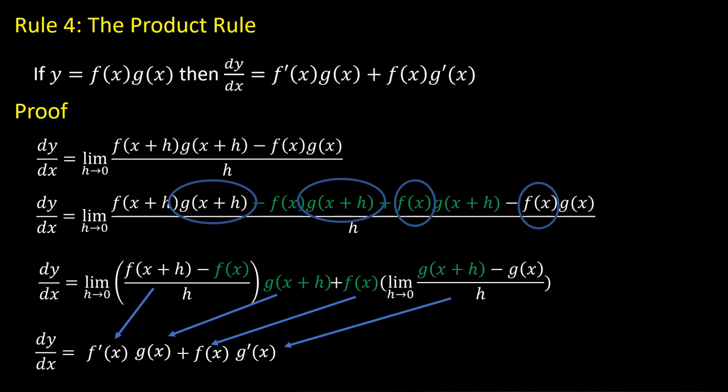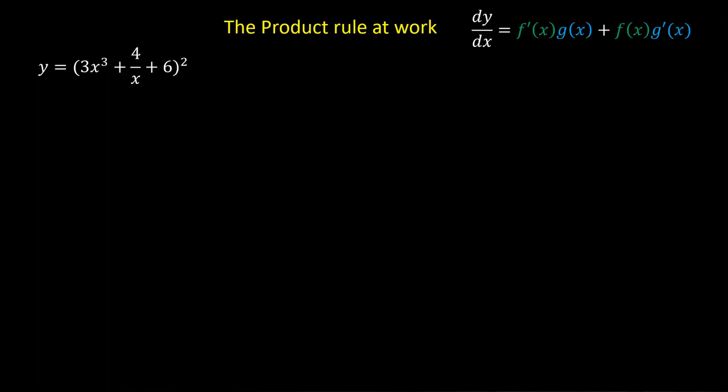Well, let's finish off this video by using our product rule to differentiate the same function that we applied our chain rule to just a moment ago. Now, normally we would not apply the product rule where the product is two identical functions, but we are doing it here for demonstration purposes. So we have f(x) and g(x) equal to 3x cubed plus 4 over x plus 6. The derivative of this expression is 9x squared minus 4 over x squared, as we showed before.